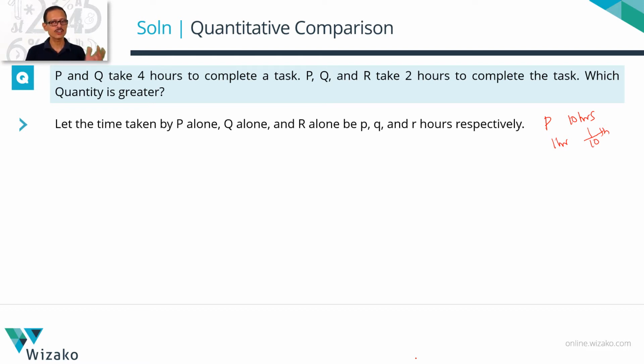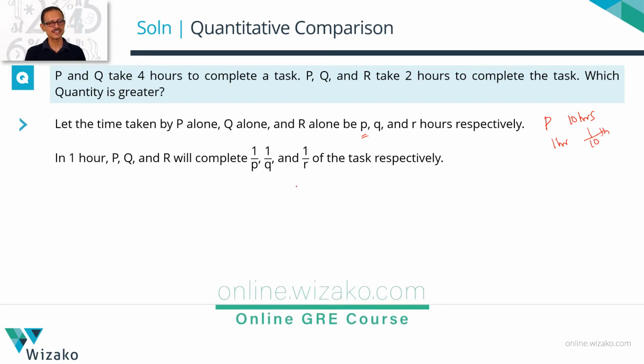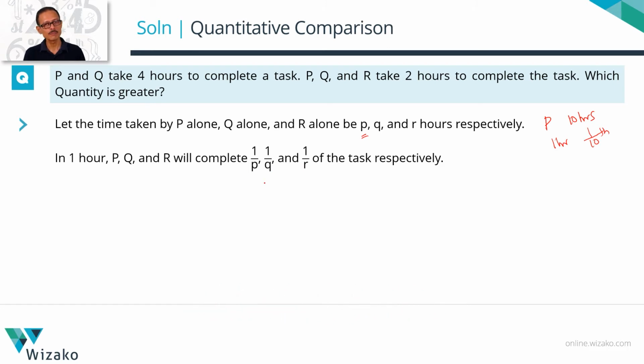So we're going to work at a constant rate. That's the default assumption for all of these questions. So in 1 hour, P will complete 1/10th of the task. If P takes p hours to complete the task, in 1 hour, P is going to complete 1/p of the task. Q will complete 1/q of the task. And R, the fraction of the task completed by R in 1 hour, is equal to 1/r.